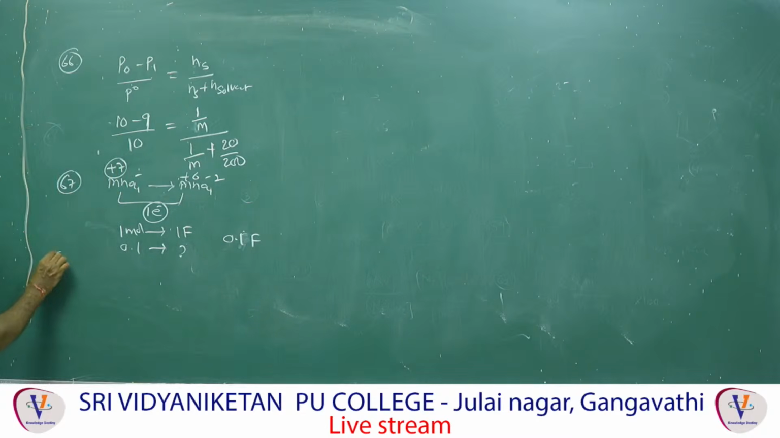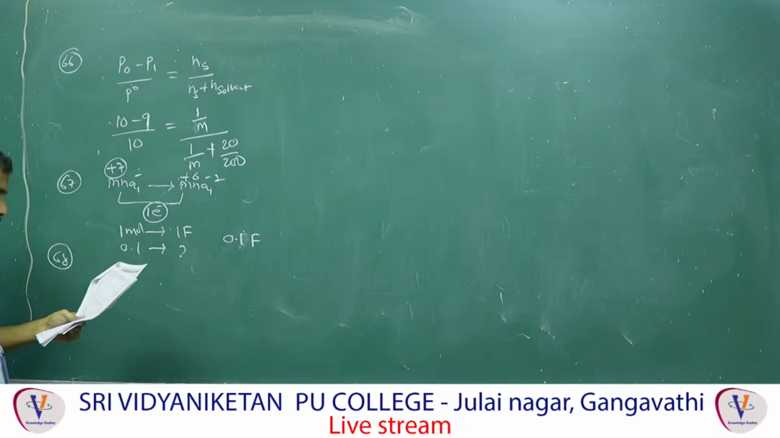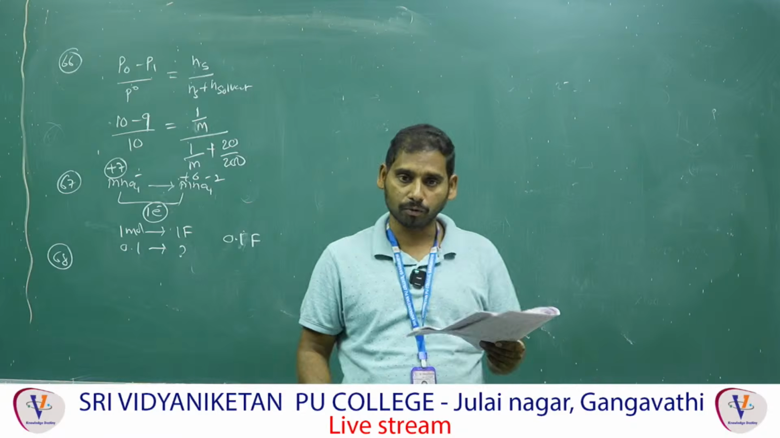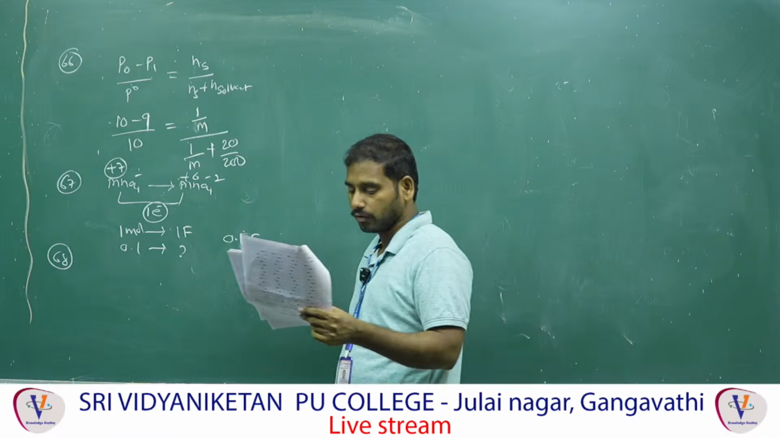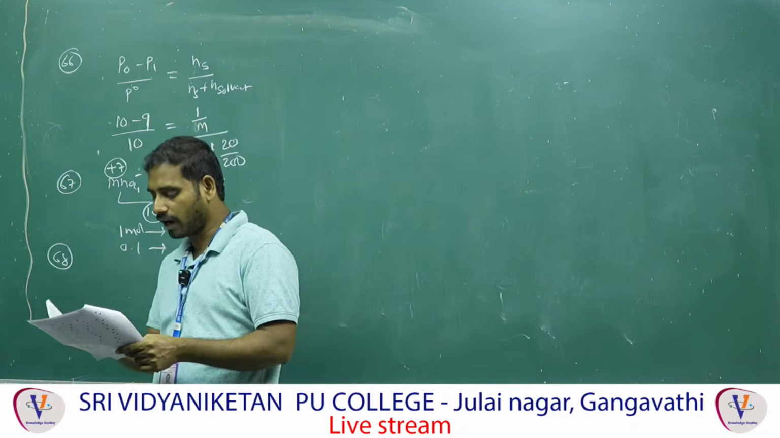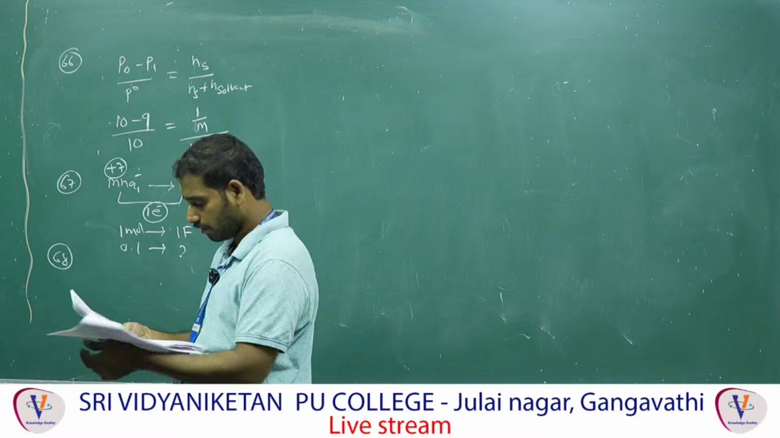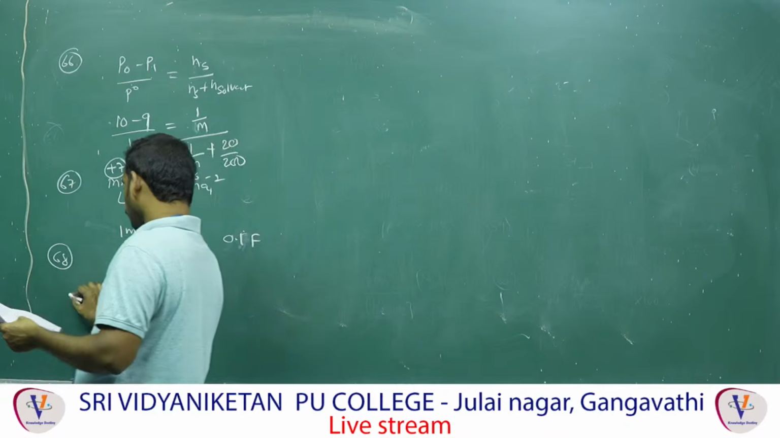Next one, 68. This is related to Kohlrausch law. We want to get ammonium hydroxide. Then how to do that? Which option? Third option, Kohlrausch law. Next one, question number 69.